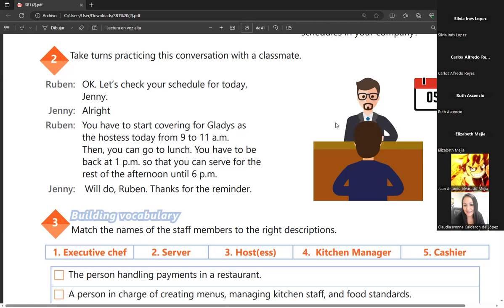You have to start covering for Gladys as the hostess today from 9 to 8 a.m. Then you can go to lunch. You have to be back at 1 p.m. so that you can serve for the rest of the afternoon until 6 p.m. Will do, Ruben.